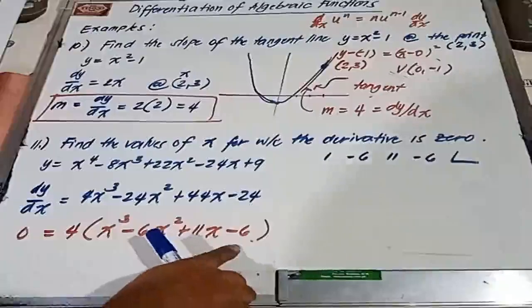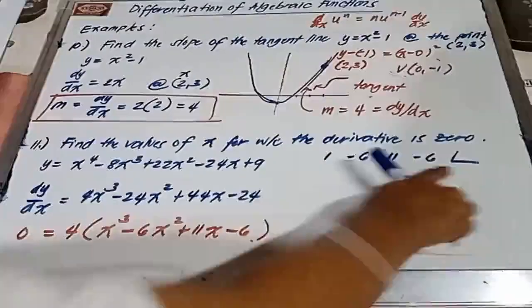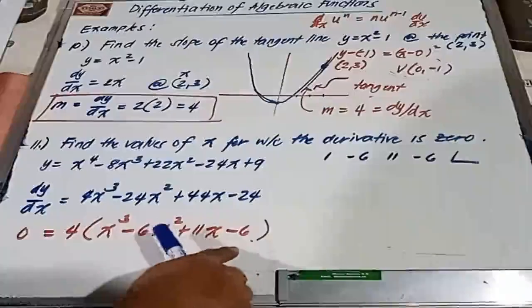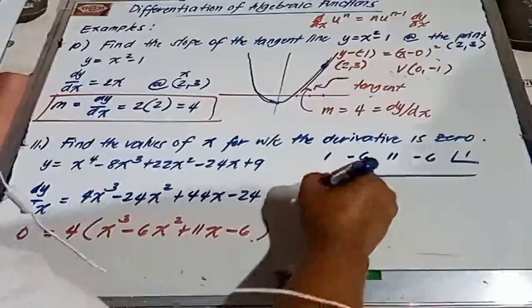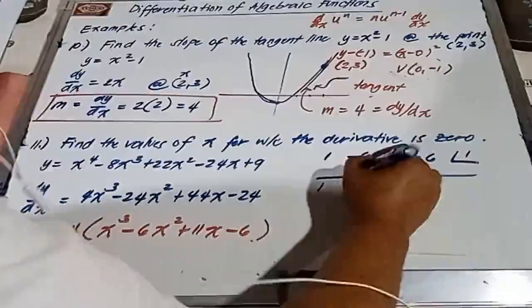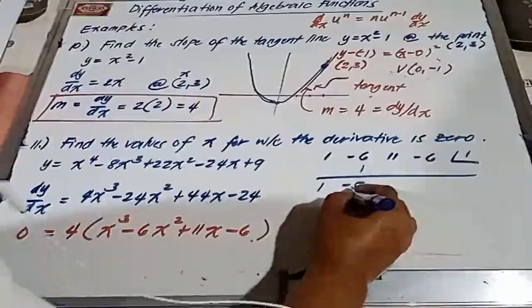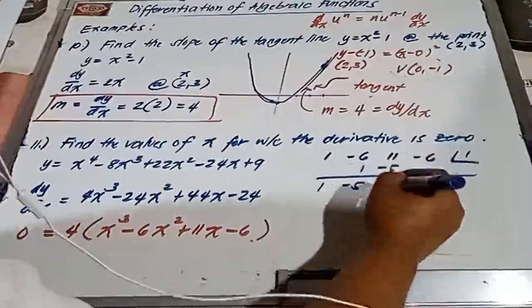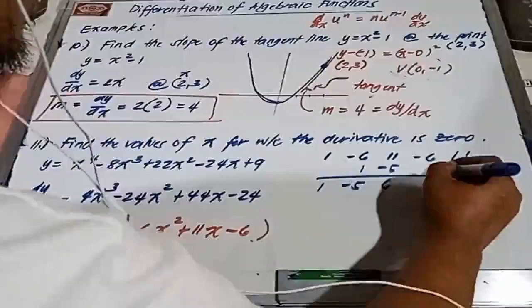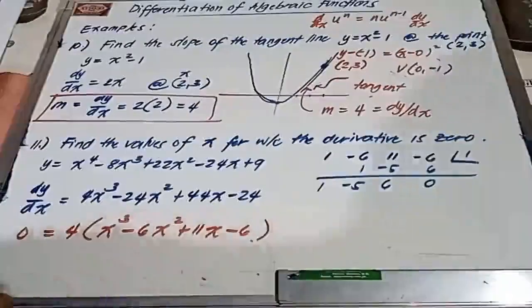So, from the constant, doon tayo kukuha ng mga pwede nating multiplier sa ating synthetic division. Pwedeng 1, 2, and 3. So, umpisahan natin sa 1. Bring down 1. 1 times 1 is 1, negative 5. Negative 5 times 1 is negative 5 here. We have 6. 6 times 1 is 6. So, we have 0 remainder.